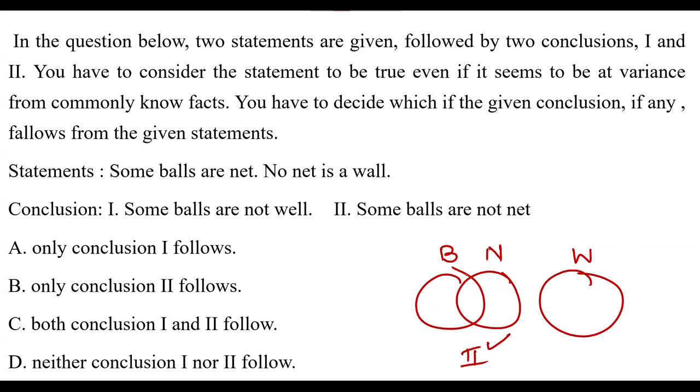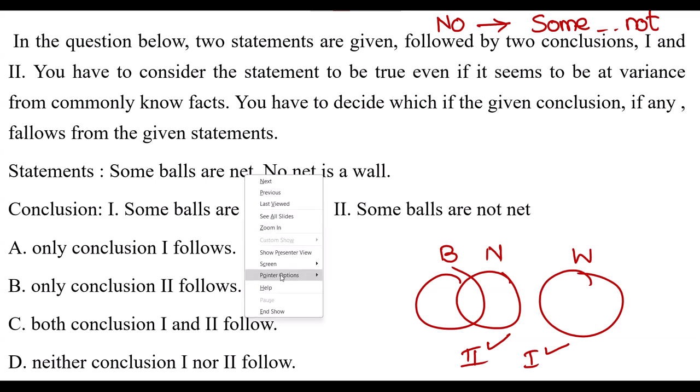Next, no ball is wall means some balls are not wall also; we can consider the first one correct. No ball is wall means we can take "some not." Whenever "no" is there, "some not" is guaranteed. Fine, both true. No, it's not the answer. I'm just telling you with respect to this diagram.